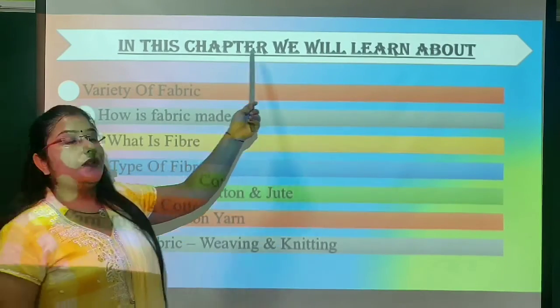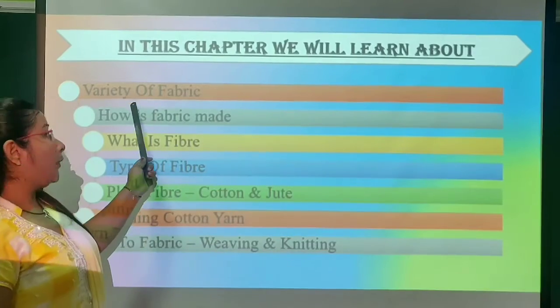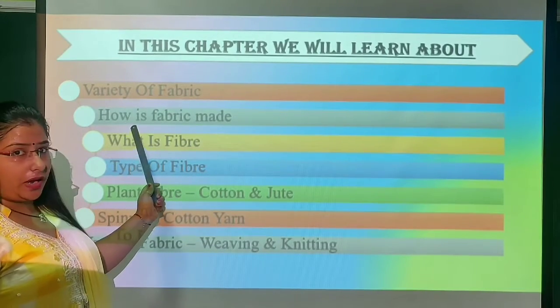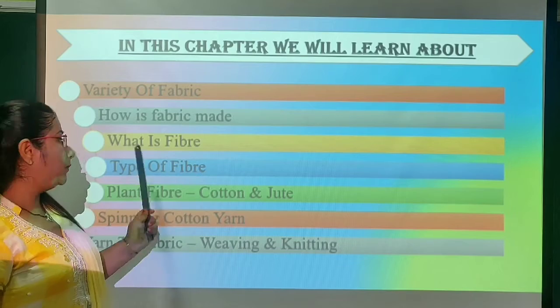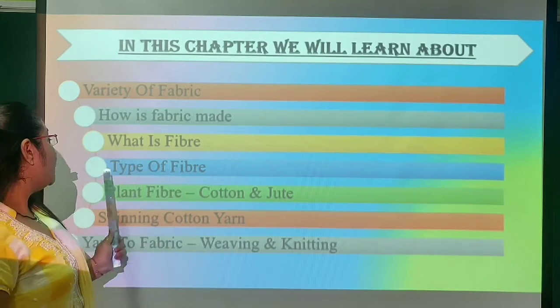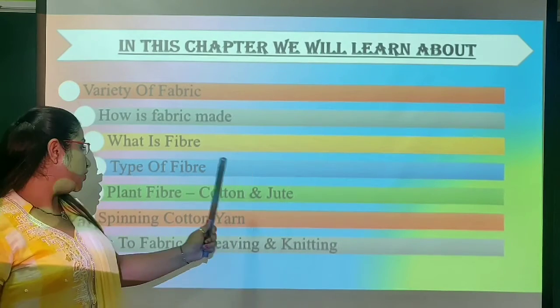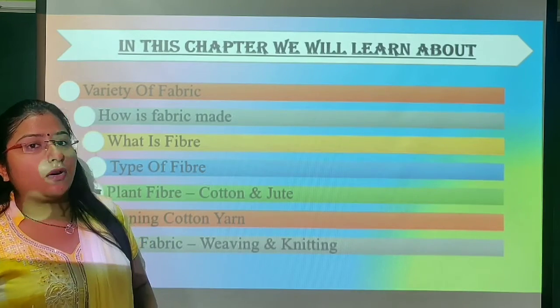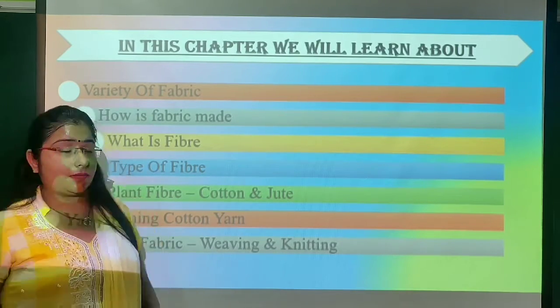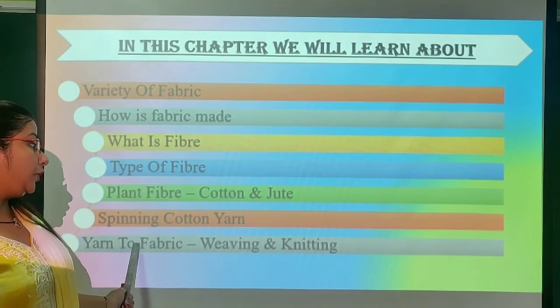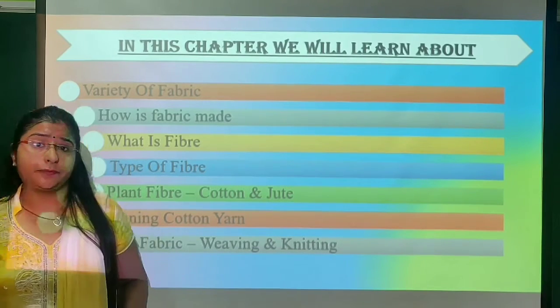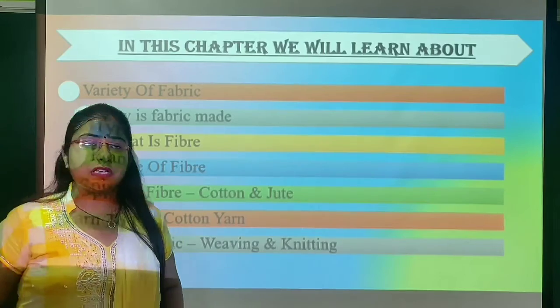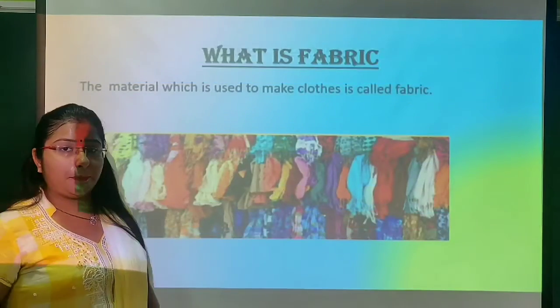In this chapter we will learn about variety of fabric, how fabric is made, what is fiber, types of fiber, plant fiber, that is cotton and jute, spinning cotton yarn. In spinning cotton yarn we will study how cloth is formed from the cotton. And the last, yarn to fabric, weaving and knitting. So now we will start with our first topic, what is fabric.